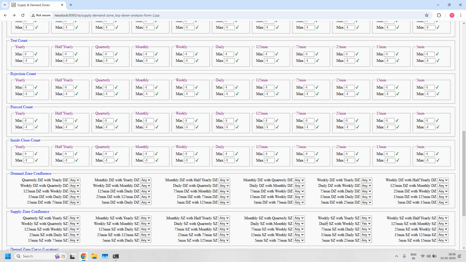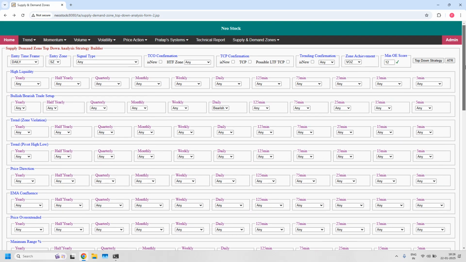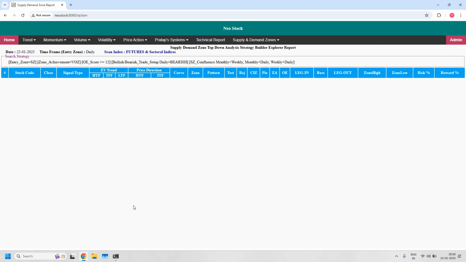First filter is already enabled, daily with weekly. Second filter, daily supply zone with monthly supply zone confluence. Third filter, weekly supply zone with monthly supply zone confluence. With all the 3 filters, we did not get any stocks. Okay, this is bearish trade setup for daily income trade.